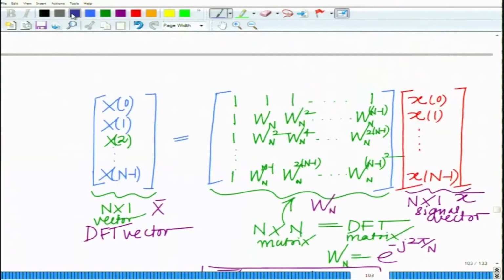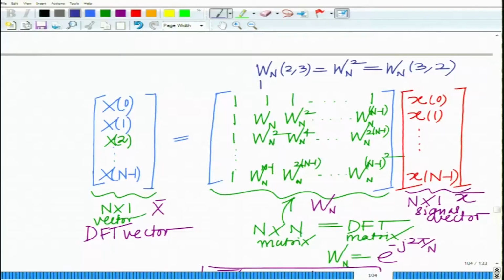If you look at the elements of the DFT matrix, the element in the second row, third column is W N squared, which is also the element in the third row, second column. Look at this, that is W N squared, correct. Similarly, you can compare that W N of i comma j equals W N of j comma i for all i and j. You can see that.